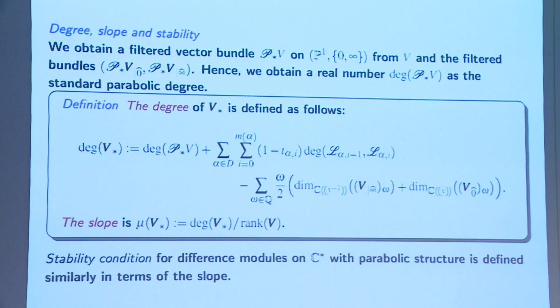And as in the case of difference modules on elliptic curves, we have the relative degree of lattices. So we define the degree of V star as the parabolic degree of P star, the contribution from the parabolic structure at finite places, and some correction terms from 0 and infinity. And the slope is defined as the ratio of degree and rank. And once the slope is defined, the slope stability condition is defined as usual.